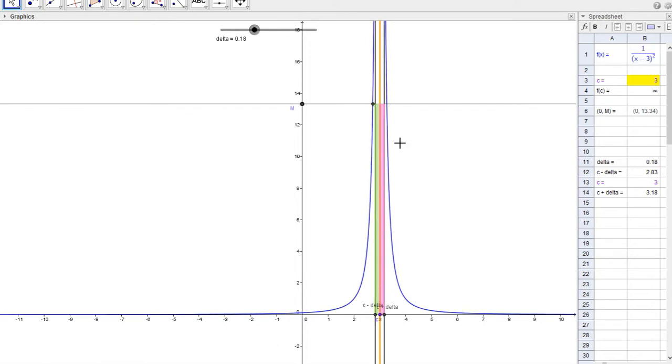Or if we look at the whole thing as one big rectangle and look at all the x's between c minus delta and c plus delta, if all the y's are above that, then the full limit will be infinity.